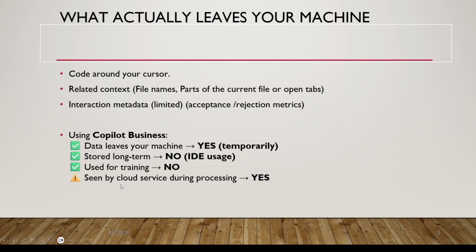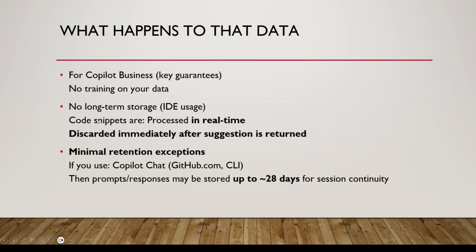In terms of data integrity, we can see that this data is seen by cloud services during processing. Our data is sent to the GitHub cloud services. Now, what happens to that data? Whatever is sent outside from our organization or our IDE for Copilot Business, there's no training on that data. There's a key guarantee given by GitHub and Microsoft, and they don't store our data for long-term usage.